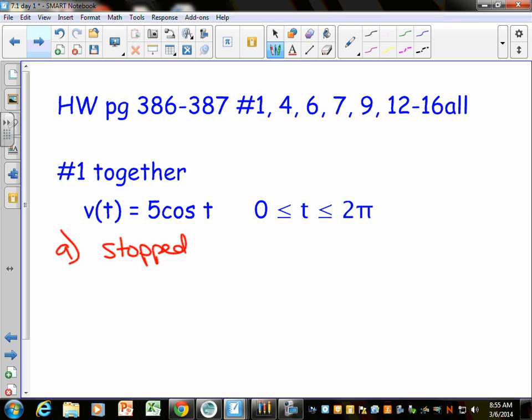So you can just do this on this paper if you want, or you can get your own paper out and label it however you do it, and then copy it down later.